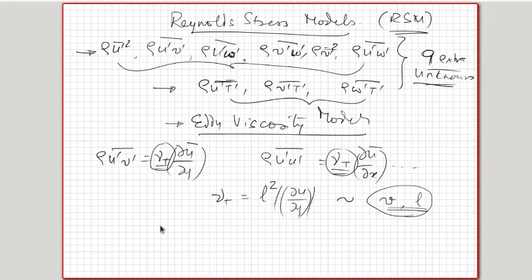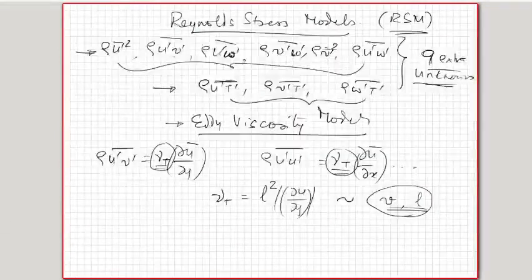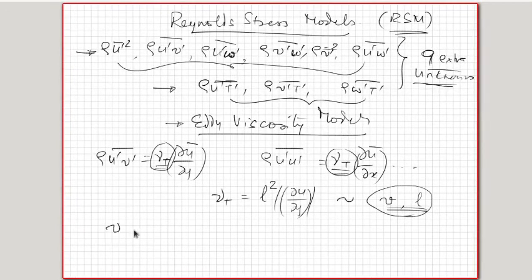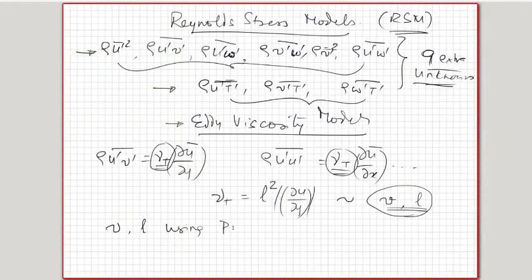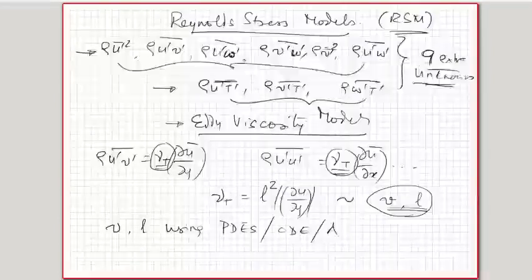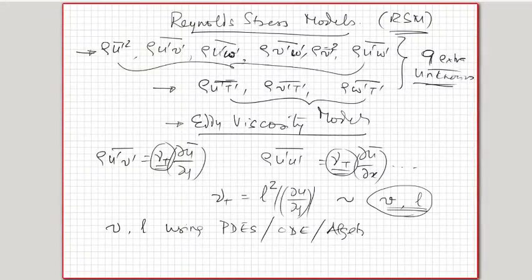I will not go into details, but just to give you an overview, I can specify the velocity scale and length scale using partial differential equations, or ordinary differential equations, or algebraic equations. These are the various ways in which we do it, and not directly but indirectly.